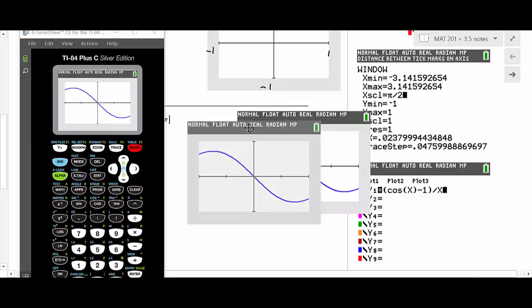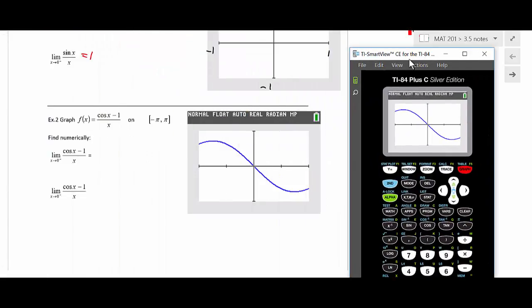Yeah, now this one's kind of the same idea. This one's also got a discontinuity at 0. So there's really a bubble there, like that. All right, now what does it look like the left and right limit is on this as you go to 0? Looks pretty much like 0, doesn't it?